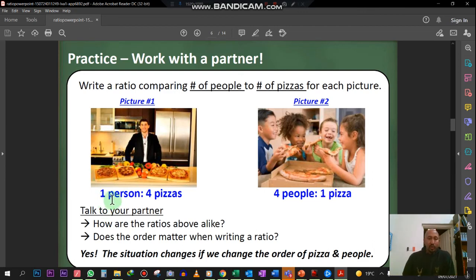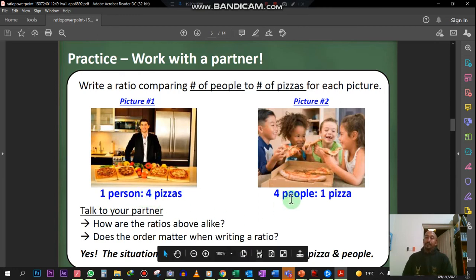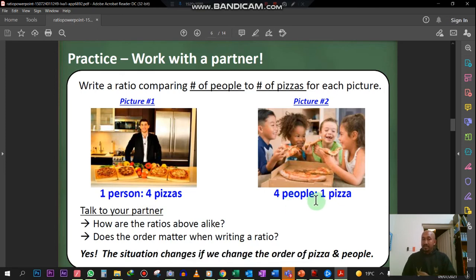Here, you've got one person eating 4 pizzas. Here, you've got 4 people eating 1 pizza. And you can see that order matters here. In this case, the person is listed first, and that's the ratio 1. In this case, the people are listed first, but to the ratio of 4. In this case, you have got 1/4 the number of people to the number of pizzas. In this case here, you have got 4 times the number of people to the number of pizzas.